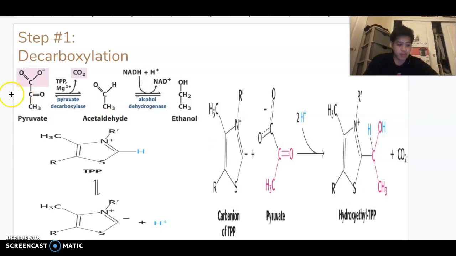So the pyruvate breaks down to acetaldehyde, which undergoes decarboxylation and forms this group here at the end of the carbanion to form the hydroxyethyl TPP. Note that this step is the rate-limiting step in the synthesis of acetyl-CoA. Again, it's catalyzed by the pyruvate dehydrogenase component, or E1. And recall that TPP is the coenzyme of the PDC.